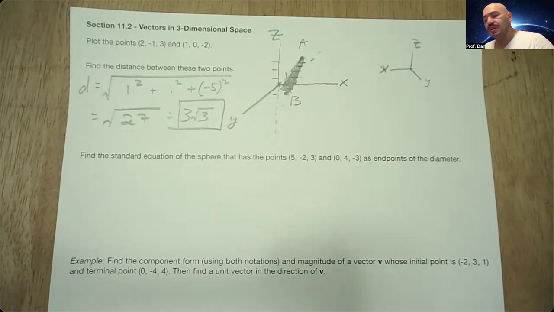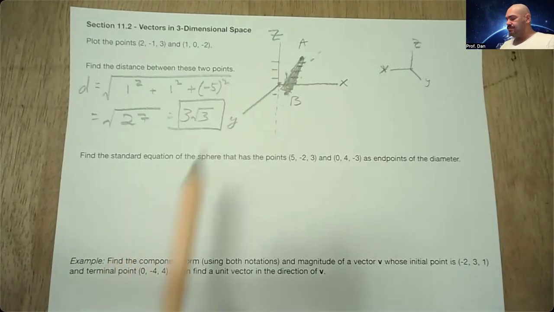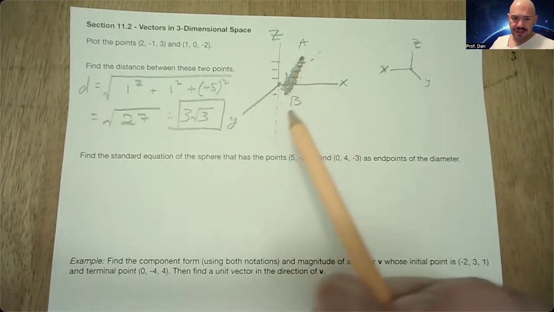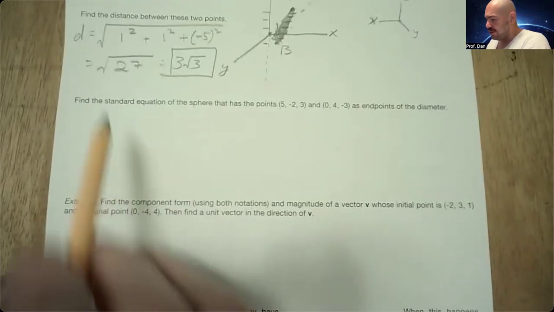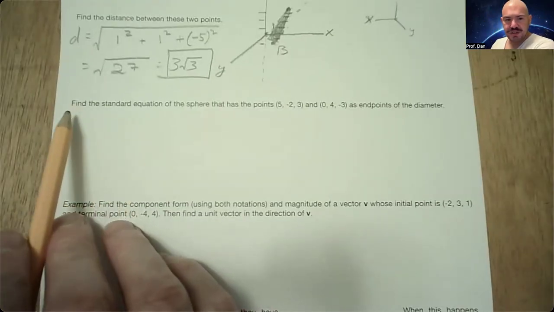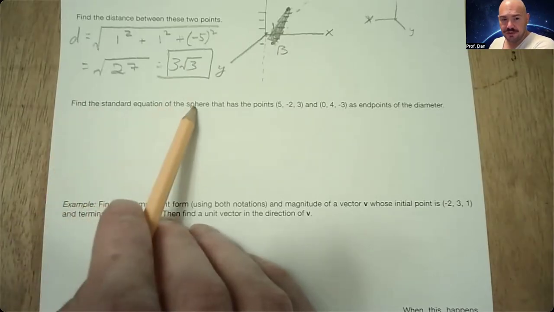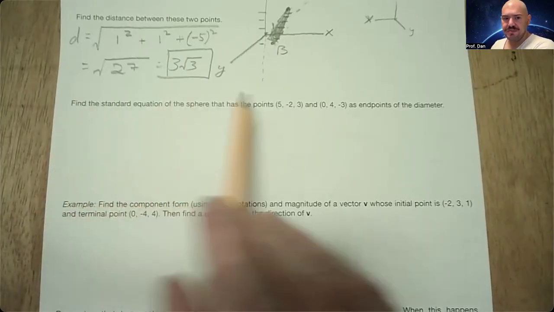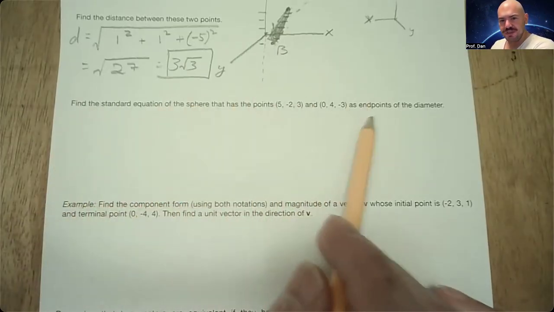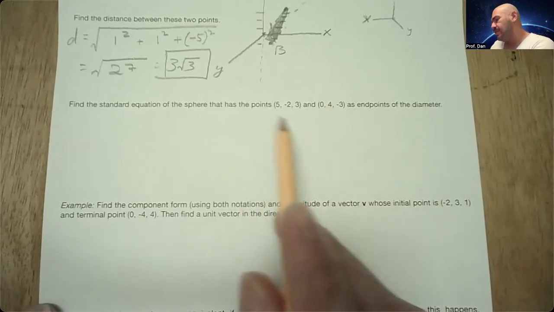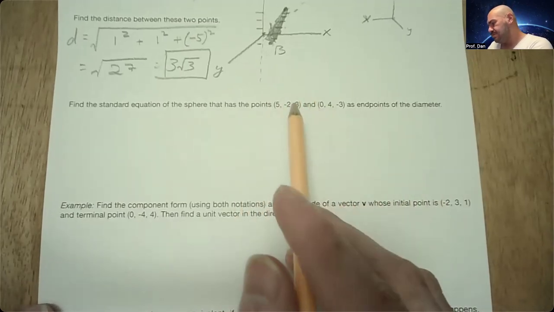All right. So anyway, that's one way for us to find the distance between 2 points in 3 dimensions. This is what graphing looks like. Moving on, a little bit of an application here. Let's say we want to find the equation of a sphere that has these two three-dimensional coordinates as the endpoints of the diameter.